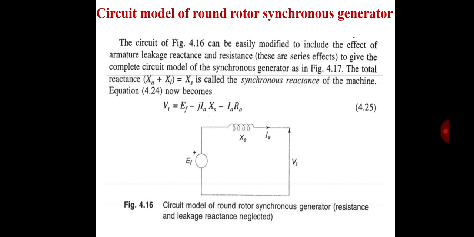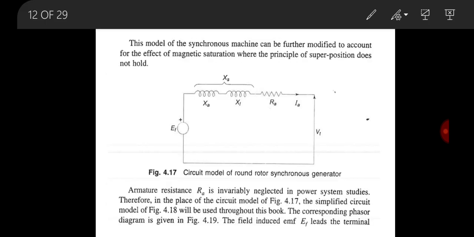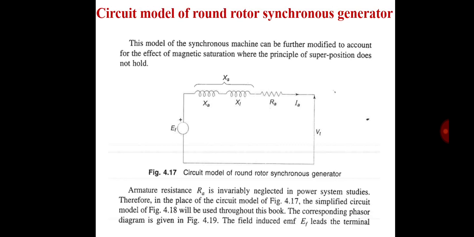We have XS equal to XA plus XL. The circuit can be easily modified to include the effect of armature reactance and resistance to give the complete circuit model of the synchronous generator. The total reactance XA plus XL is equal to XS, called the synchronous reactance of the machine. Here is the circuit model of the round rotor synchronous generator.